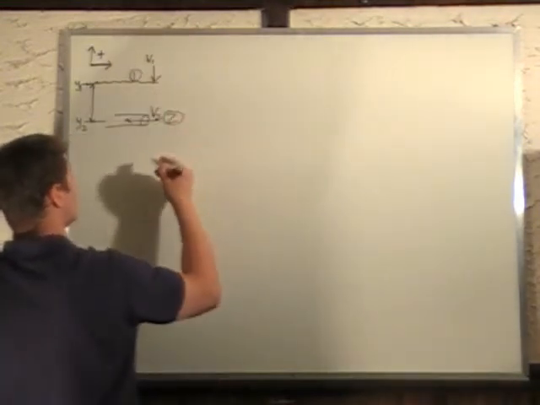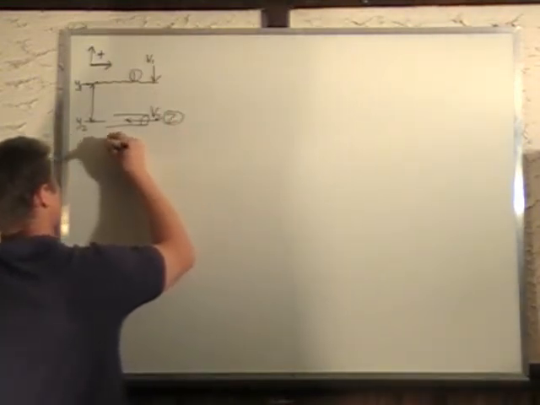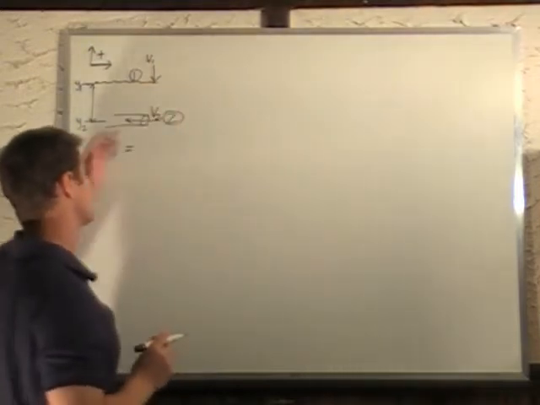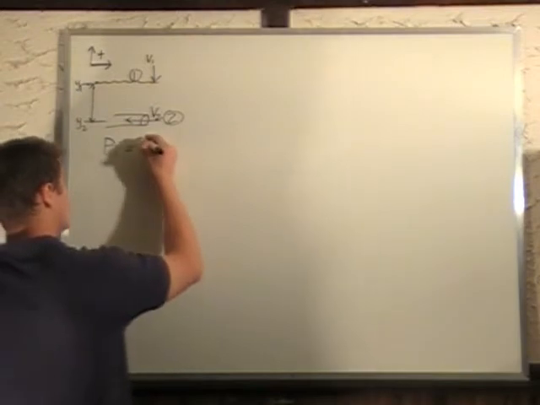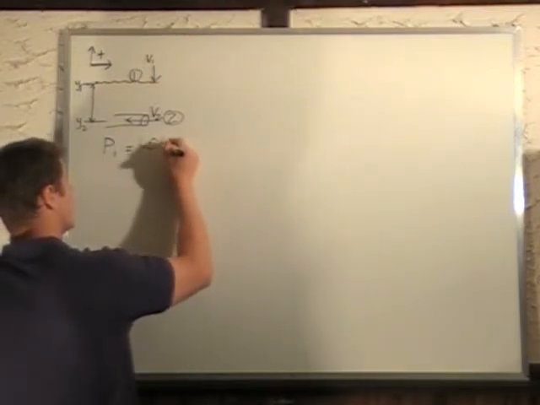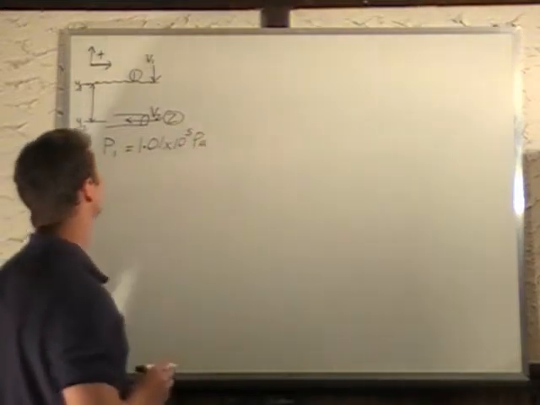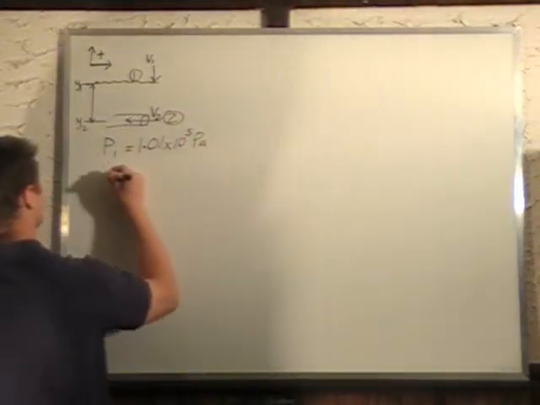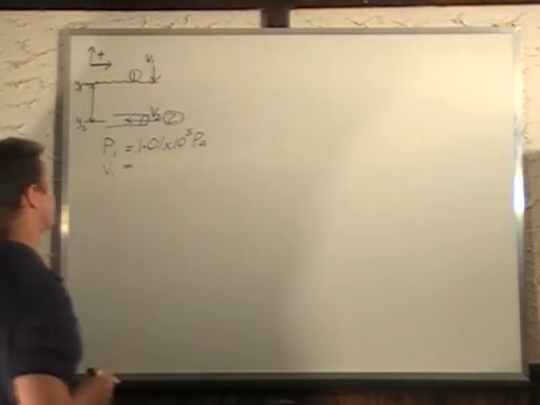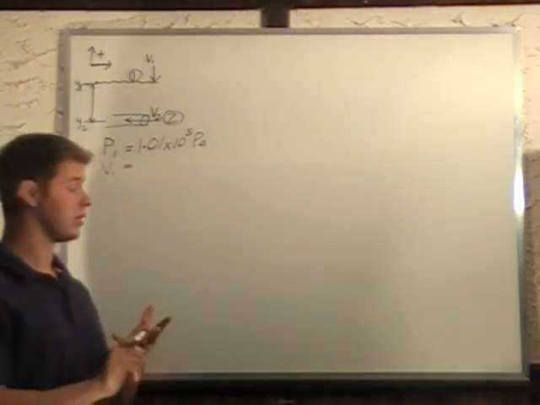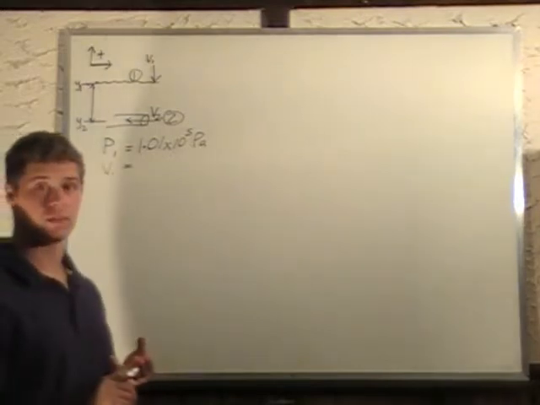Given some basic knowledge here, point 1, point 2, let's write down our knowns. We have pressure at point 1 is going to be atmospheric pressure because this is open to the air. That's 1 atmosphere, or 1.01 times 10 to the 5 pascals. I'm picking pressure, velocity, and height because we're going to use Bernoulli's equation.